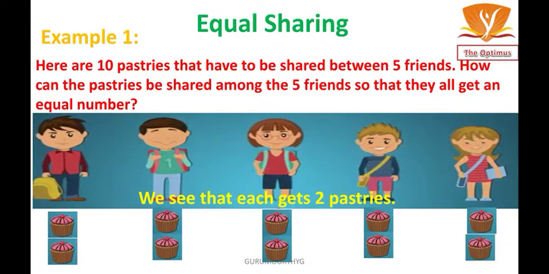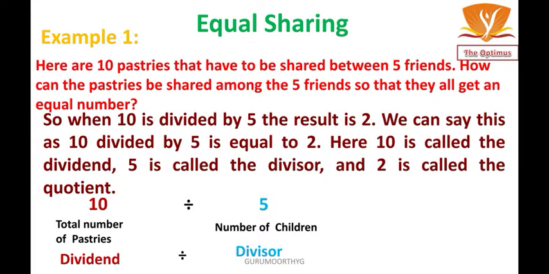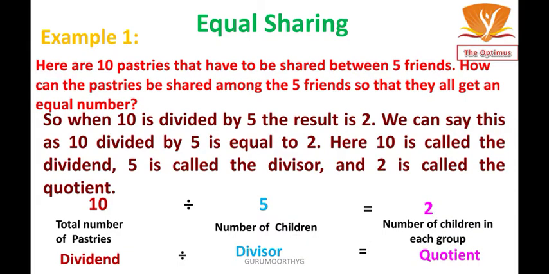So when 10 is divided by 5, the result is 2. We can say this as 10 divided by 5 is equal to 2. Here 10 is called the dividend, 5 is called the divisor, and 2 is called the quotient. This is the division equation. 10 is the total number of pastries, that is called the dividend. Next, division symbol. Next, 5, the number of children, that is the divisor. Next, equal symbol. Next, 2, the number of pastries each child gets, that is the quotient.